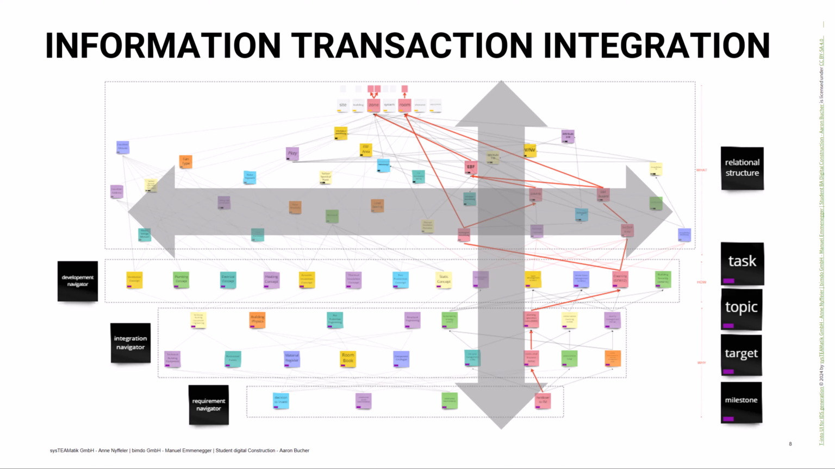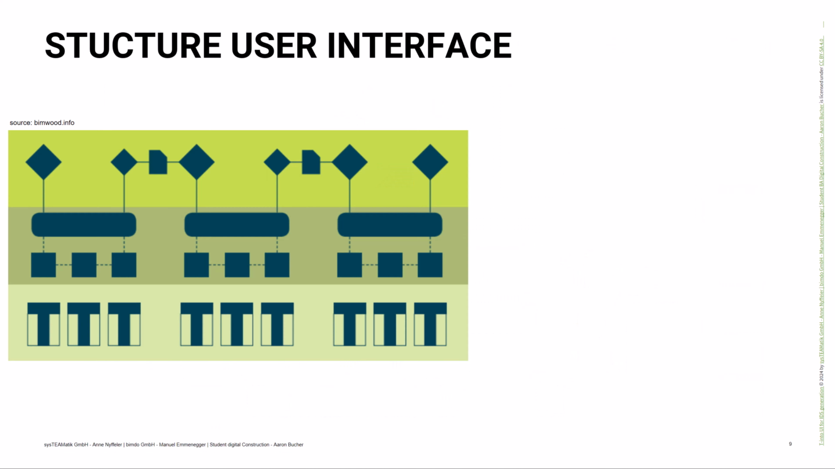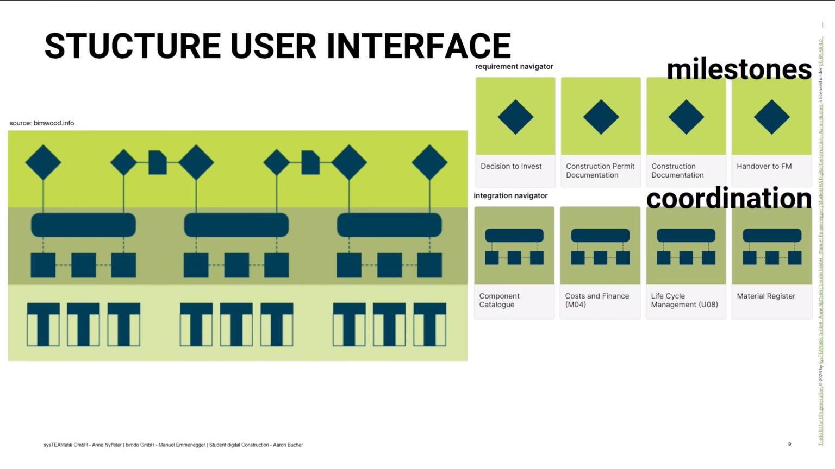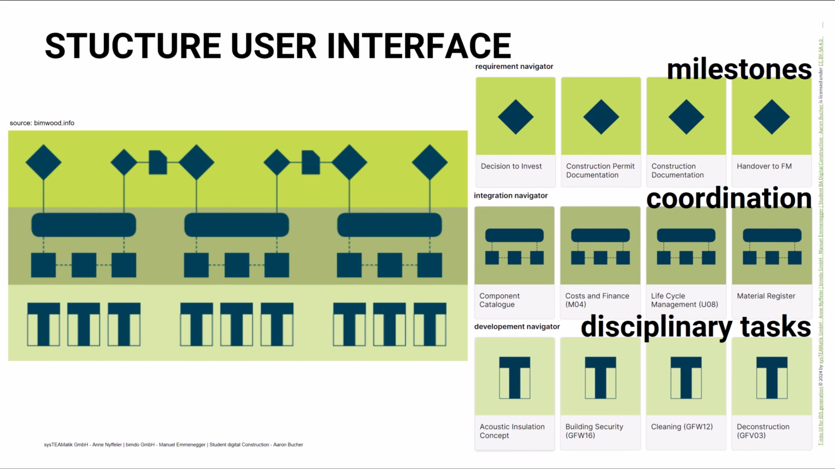The red highlighted path in this graph shows what you will be shown in our tool later on in the demo. The structure of the user interface we developed is based on a result from the research project BIMwood and has at the top level a milestone navigator. In the middle level there is the coordination navigator, and at the bottom there is the disciplinary task navigator.